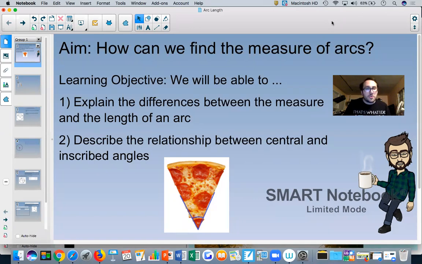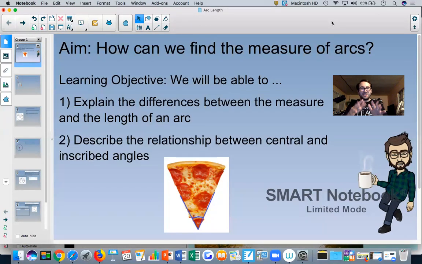Anywho, so the first lesson that we talked about was different parts of circles, things that you've seen in the past, but also things that you might not have remembered, like arcs and chords and so on and so forth. So this lesson is going to be how can we find the measure of arcs, whatever that means. And the learning objective for today is, we'll be able to explain the differences between the measure and the length of an arc. And we're also going to be able to describe the relationship between central and inscribed angles.